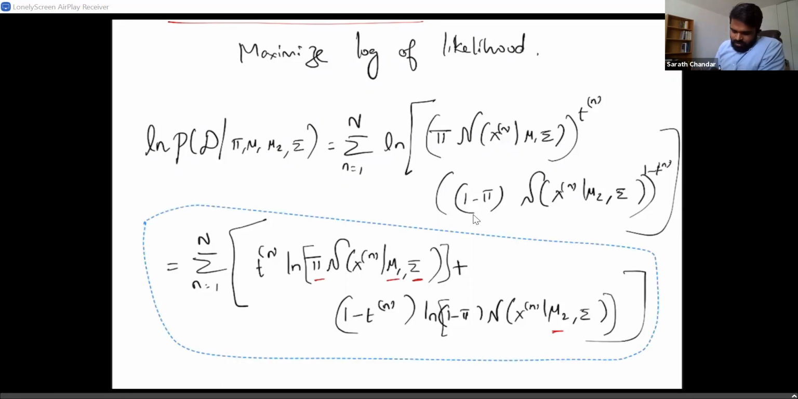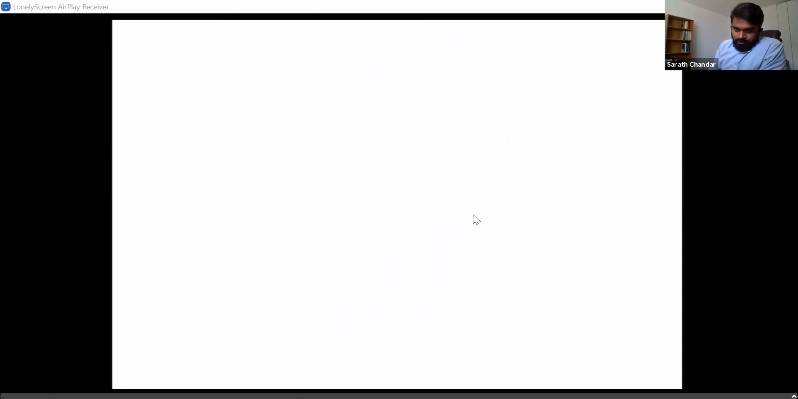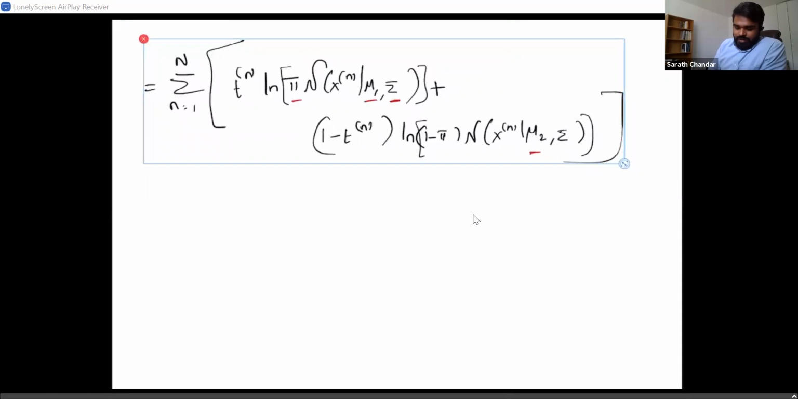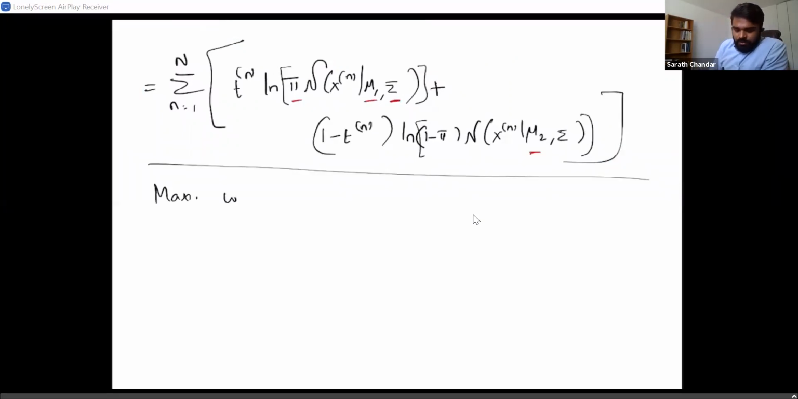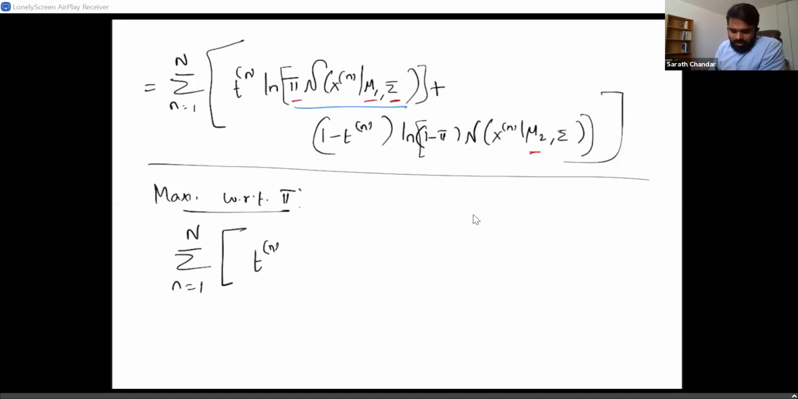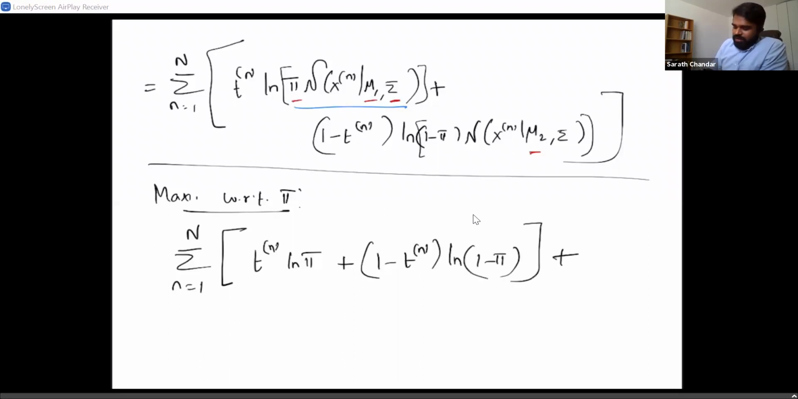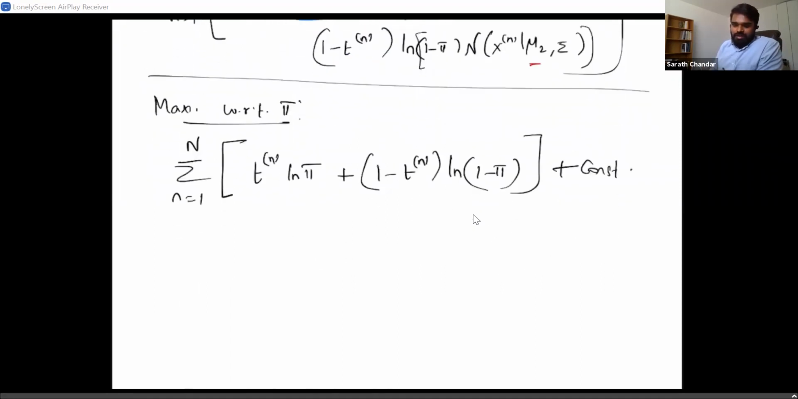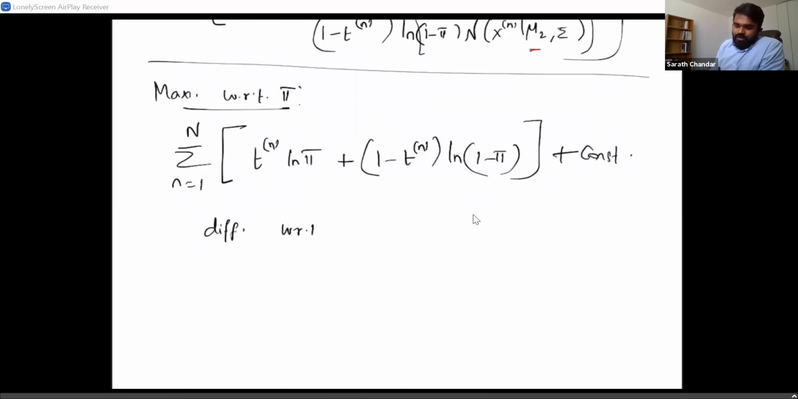I'm going to take this function and copy it to the next page. So this is my term. First let's do the maximization with respect to pi. If I'm just maximizing with respect to pi, what are the terms that would go away? Now this becomes summation over n equals 1 to N of tn, and this term is again ln of a times b, so ln pi plus ln normal. The ln normal is a constant; it has nothing to do with pi. So this term just becomes tn ln pi. Similarly, the second term becomes 1 minus tn ln of 1 minus pi, plus many other terms which we are going to treat as constant. Now this is the simplified function. So now you differentiate this with respect to pi and set it to 0.